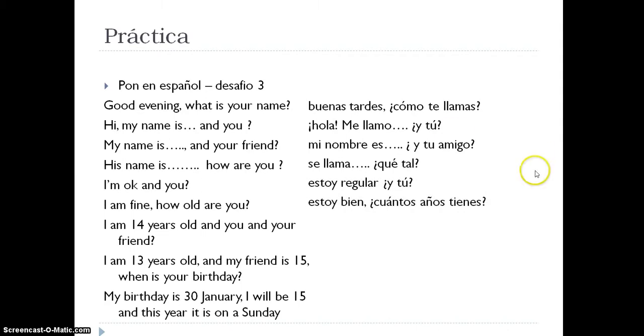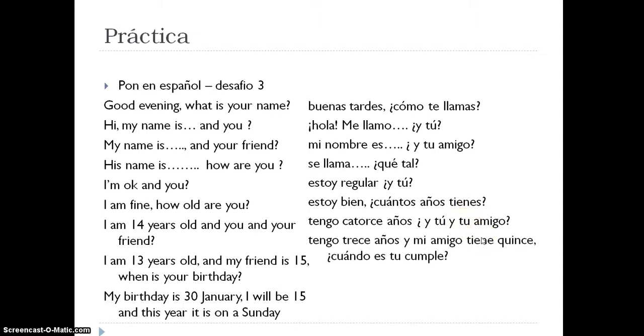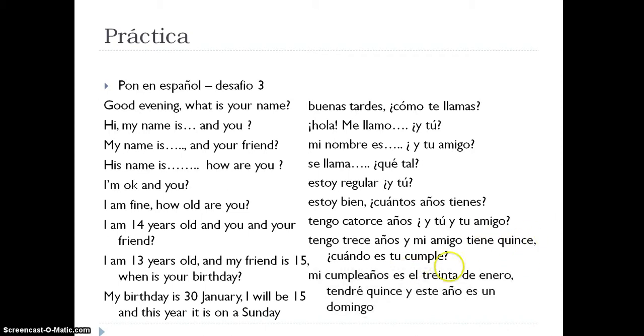¿Cuántos años tienes? Remember your accent on the N. Tengo 14 años. ¿Y tú? And you. And then we change it to your again. Your friend, no accent. Tu amigo. Tengo 13 años. Y mi amigo tiene, my friend has so many years. So you need to make that part of it. 15. ¿Cuándo es tu cumple? Mi cumpleaños es el 30 de enero. Tendré 15 años. Y este año es un domingo.